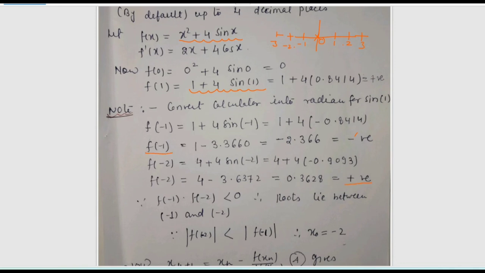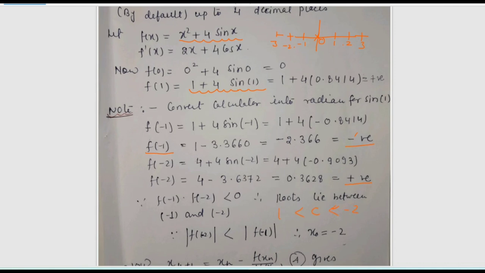So f of minus 1 is giving a negative value, while f of minus 2 is giving a positive value. So you can say definitely the root is lying in between minus 1 and minus 2, because f of minus 1 is a negative value and f of minus 2 is a positive value, and the product of these is less than 0. So you can say yes, surely the root is lying between minus 1 and minus 2.